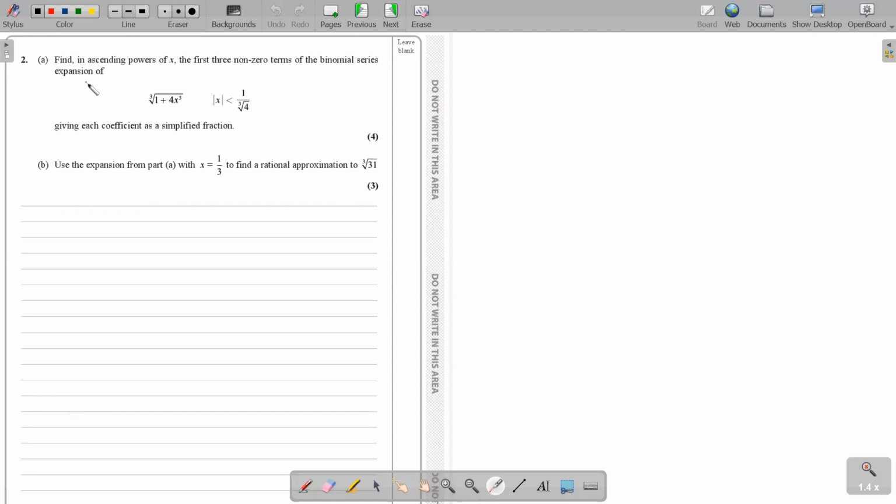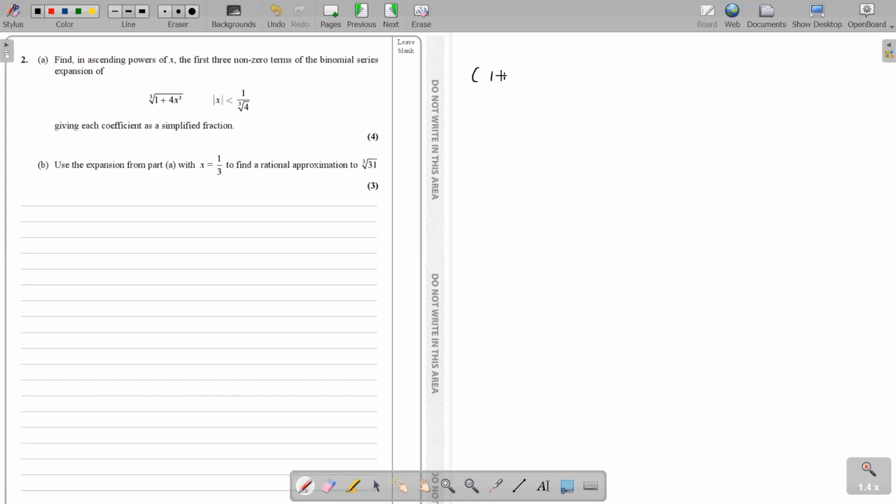Okay, question number 2, part A. Find in ascending powers of x the first three non-zero terms of the binomial series expansion of the cube root of 1 plus 4x cube. Okay, giving each coefficient as a simplified fraction. Okay, so what is the binomial expansion?